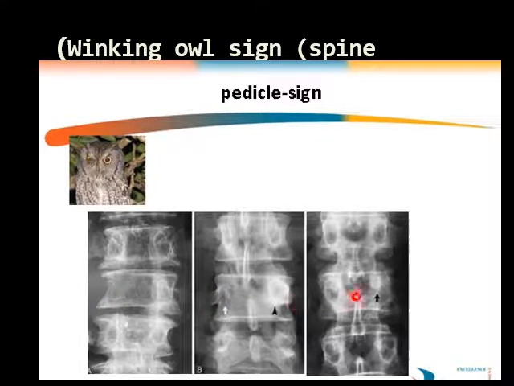Here also, we cannot identify the pedicle well. This is very important for you to notice. In all the spine, especially the lumbar and dorsal, go and make sure that you see all pedicles.